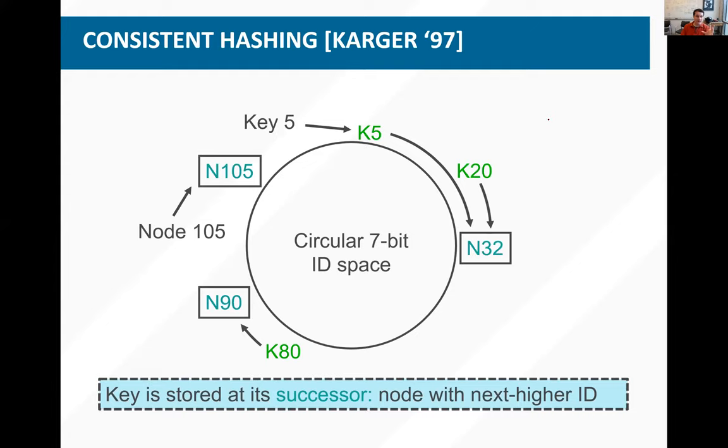Okay, so let's come back to this circular space that we were talking about earlier. On Monday, I was showing this way of visualizing the key space that we are dealing with. If we have, for example, a 7-bit identifier space, that means we have a hash function that will map objects to a number between 0 and 127. So 7 bits is 128 values, so we go from 0 to 127.